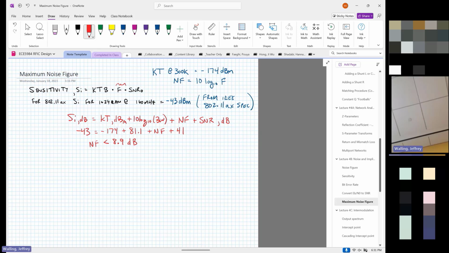I find that my noise figure needs to be less than 8.9 dBs. If it's any better than 8.9, that's great. That gives me some margin to meet the specification. If it's worse than that, it means I can't meet the specification.